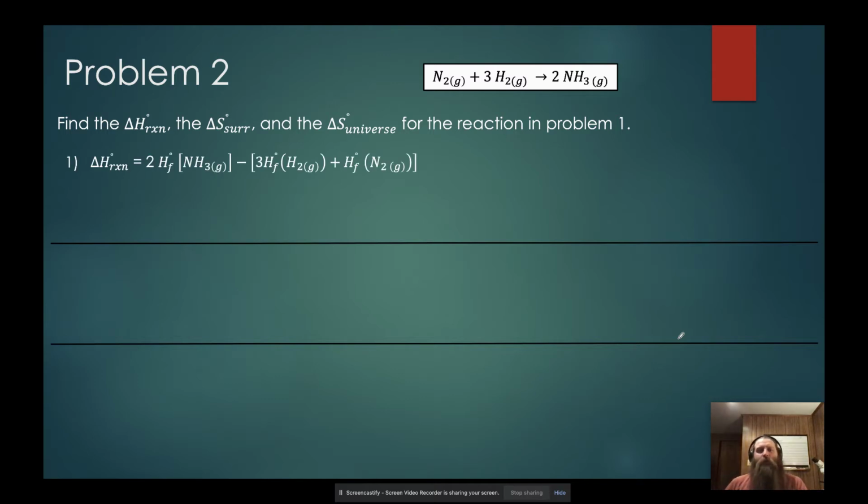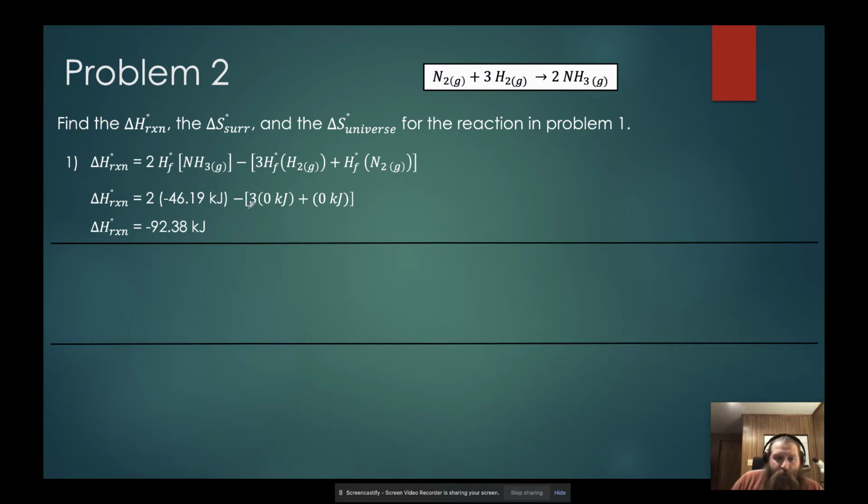So for the delta H of the reaction, I'm going to solve that pretty much exactly like I did problem number 1, except obviously now I need to put enthalpy values in instead of entropy values. So that's the only real difference there. Delta H is going to be in kilojoules, all right? And I'm going to end up with negative 92.38 kilojoules.